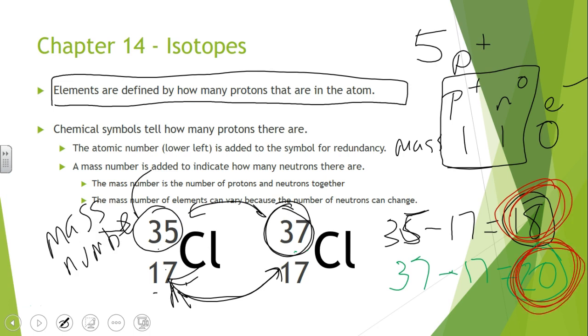So it's the same element, but it has different neutrons, and because the neutrons are different, it has a different mass number, a number up in the upper left-hand corner. So this is how we can tell if we have isotopes of the same elements. We use the symbol to determine how many protons and how many neutrons there are. So I hope that clears that up and discusses how we determine isotopes.